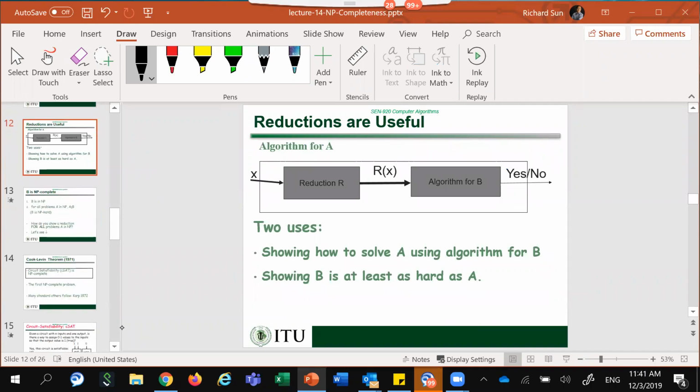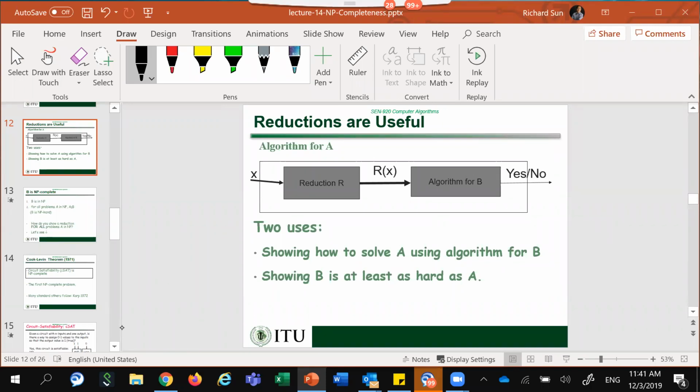So we know that if A is reducible to B and B is polynomial time solvable, then A can also be solved in polynomial time. There are two uses. One is that if B is polynomial time solvable, then we can use that algorithm to solve A, as you can see in the previous slide. This is the way to solve A. Now, another way to look at this is this.